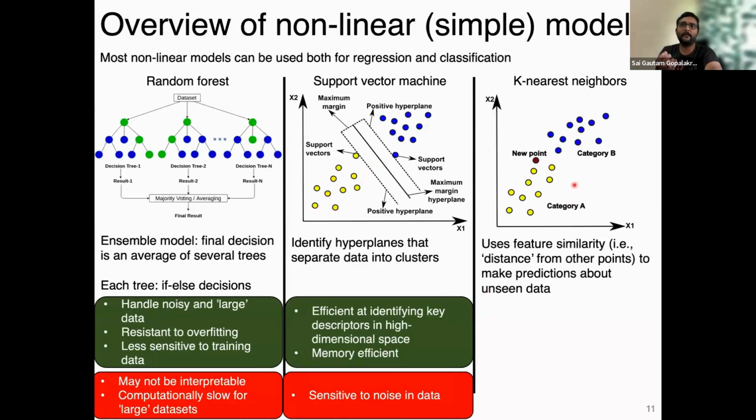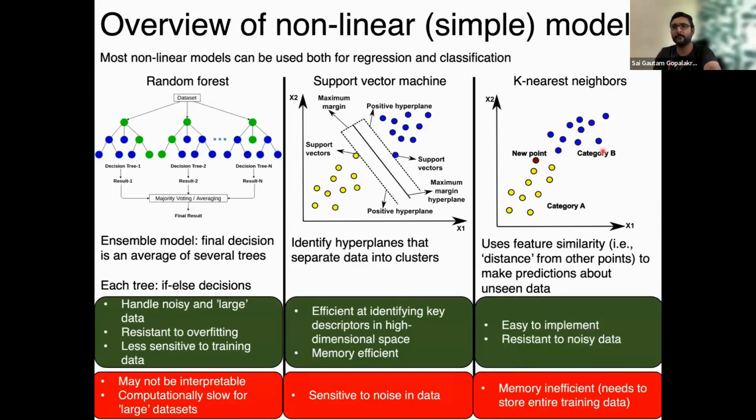For k-nearest neighbors, here we try to understand how similar or different a new data point is compared to all the data points that the model has already seen. So, given a new data point, the model tries to see whether it should fit in category A or category B. And these are some of the pros and cons of k-nearest neighbors. These are popular non-linear models that are typically used.